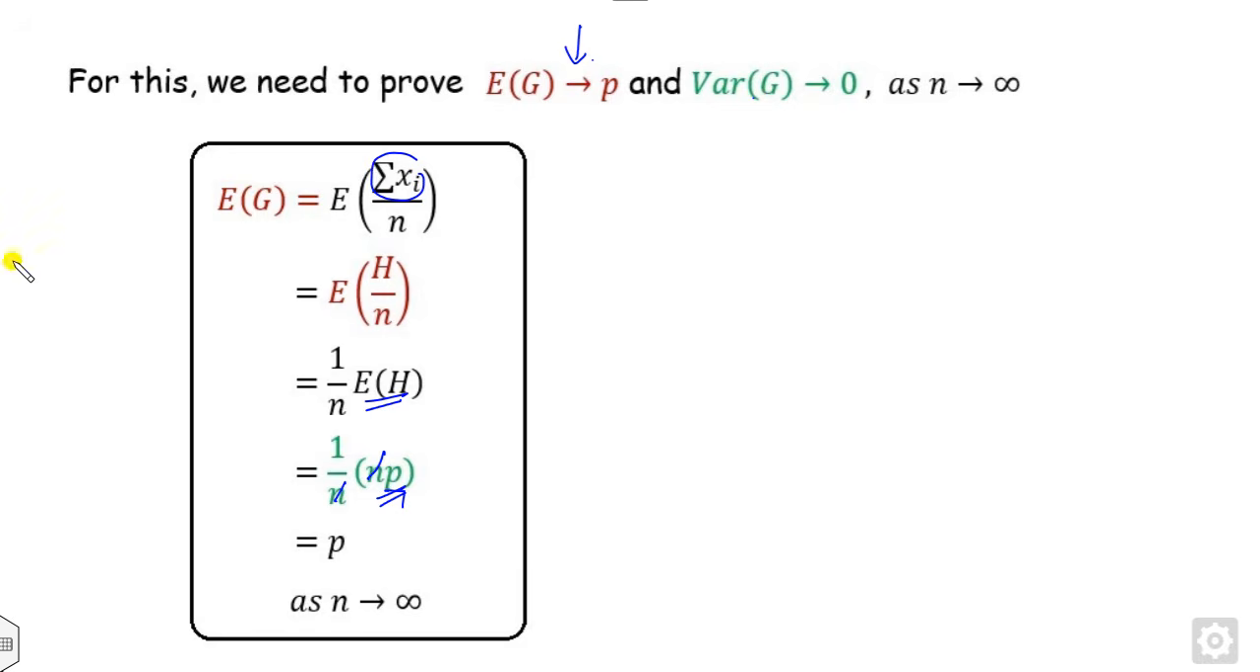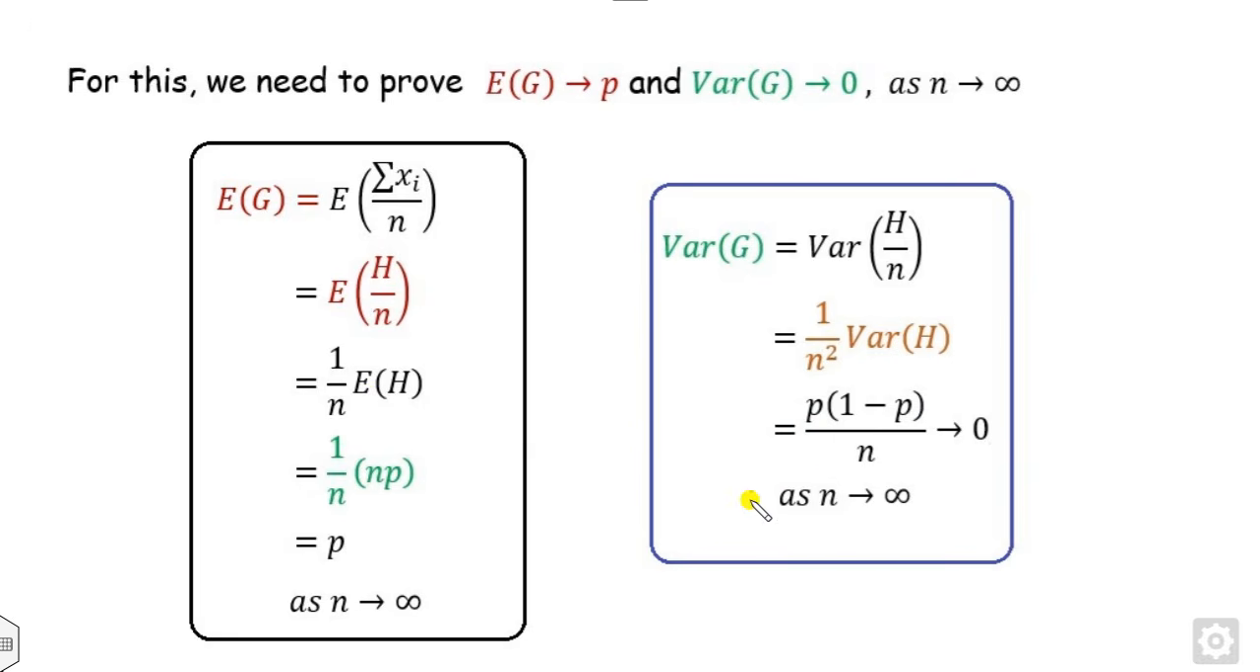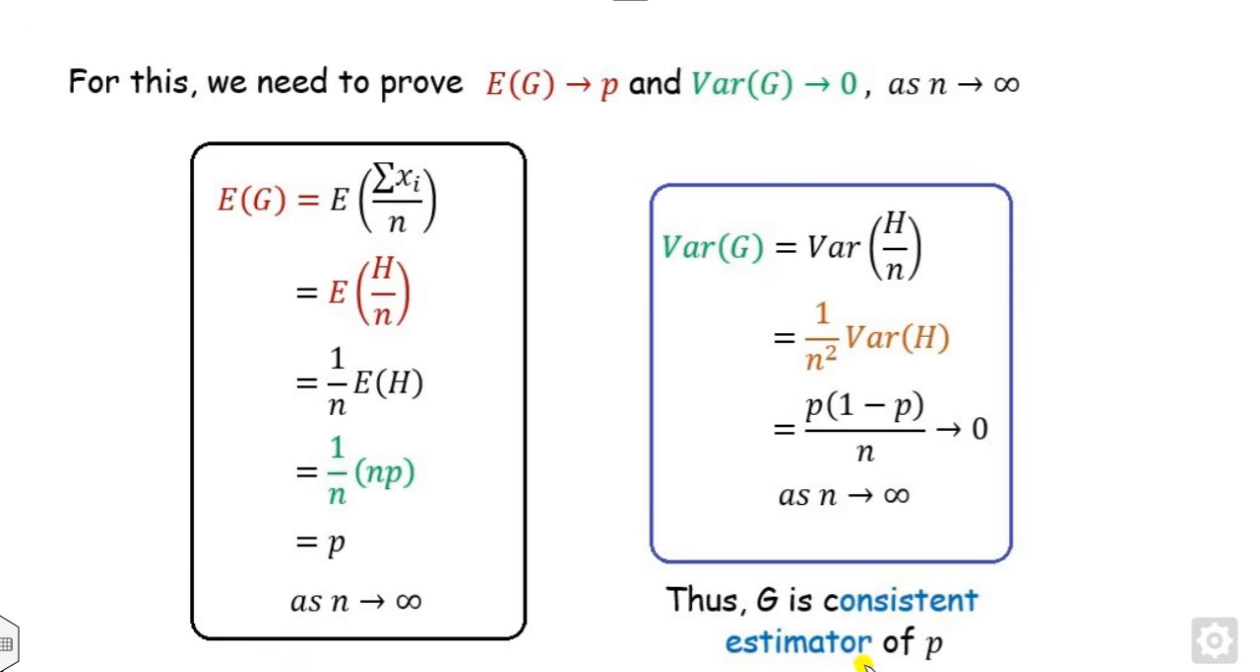Now in order to find the variance of G, you can see this is 1 by n square times the variance of H. What is the variance of H? I have derived this. So one n will be cancelled out, so it will be p into 1 minus p over n, and it goes to 0 as n approaches infinity. So what do we conclude from this? This is satisfied. Therefore, G is a consistent estimator of P.